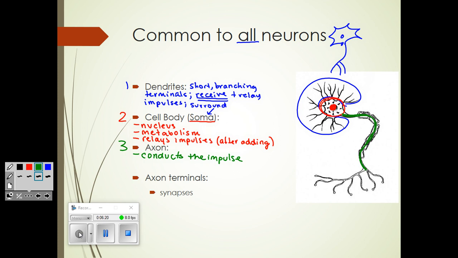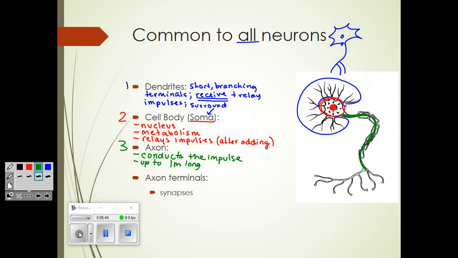So if the cell body, after receiving impulses from all of the dendrites, decided, yep, it's time to send an impulse on, it's going to travel the length of the axon. Now, the axon can be long. You might be surprised, but it could be up to 1 meter long.